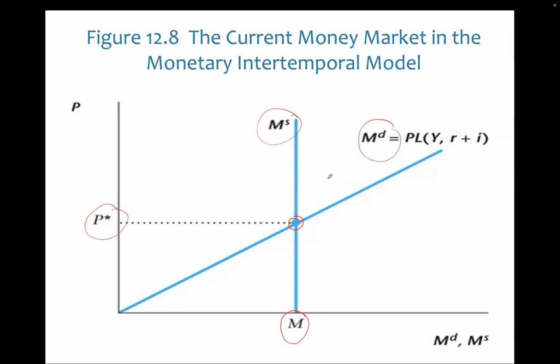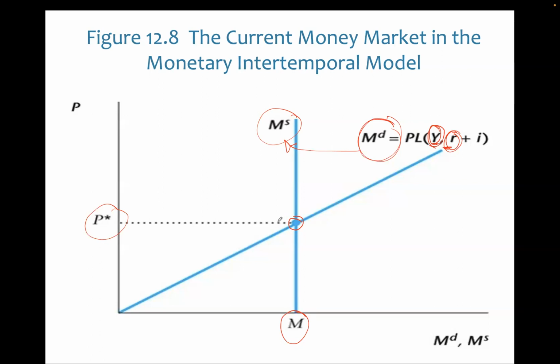Now, remember how we end up here. We have y, we have r, because y and r are going to determine money demand, not the other way around. Let me repeat: money demand is determined by y and r. Now, money demand and money supply are going to jointly determine p and the money.